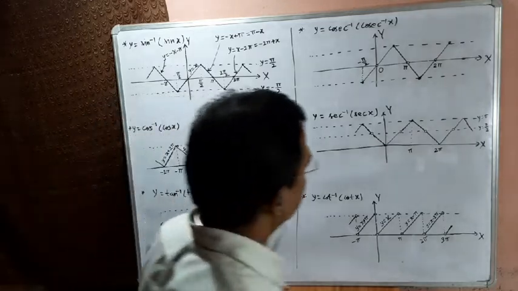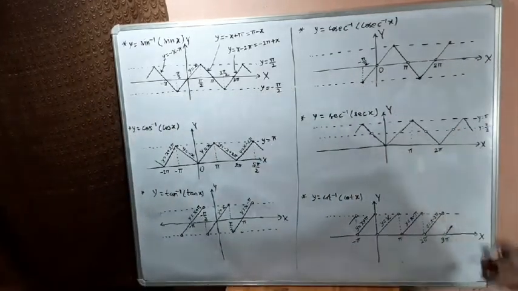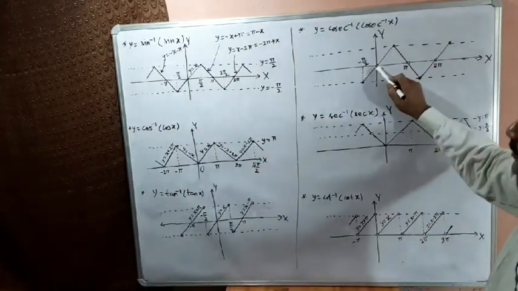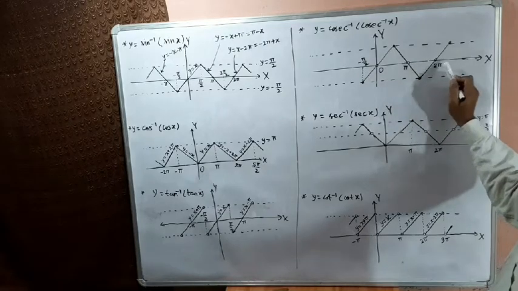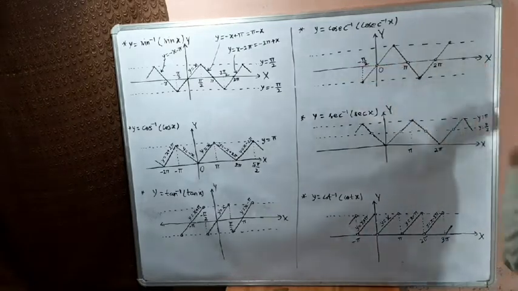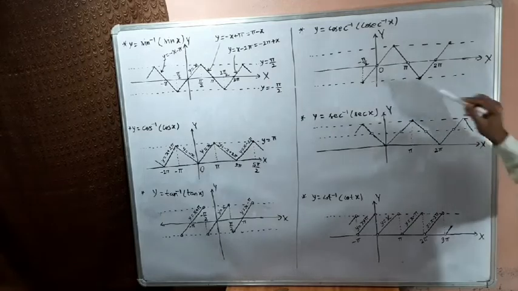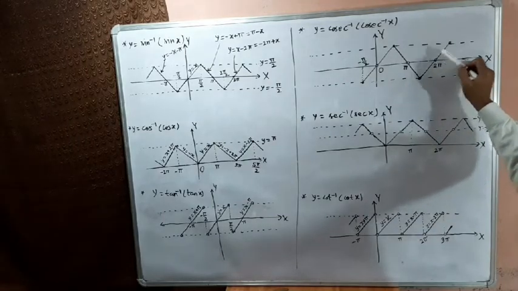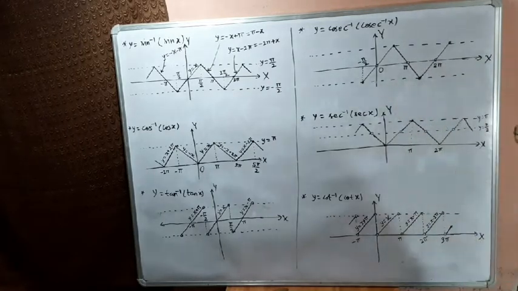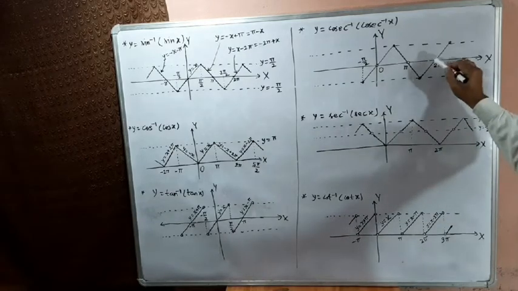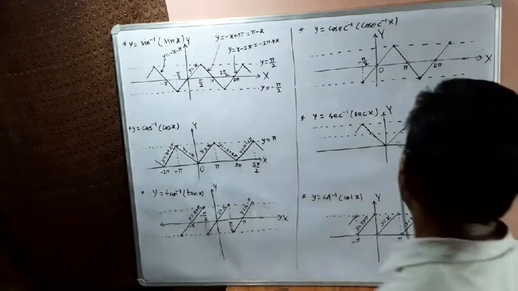Only we have to manage the domain. In cosec inverse x, at 0 this is not defined, therefore at pi, at 2 pi, at 3 pi, all these points will be excluded. Therefore here I have drawn a circle which is not darkened inside. That is, the interior portion of the small circle is empty.